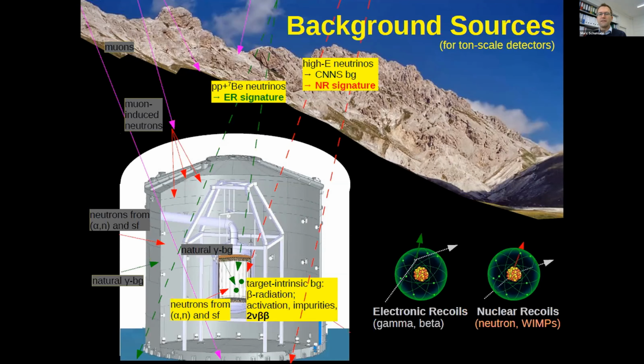What becomes relevant are impurities like two-neutrino double beta decay isotopes and of course neutrinos. Low energetic solar neutrinos, they will scatter off the electrons, produce electronic recoil signatures, and high energetic neutrinos, boron-8 neutrinos, atmospheric neutrinos, they scatter off the nucleus and provide a nuclear recoil signature that at the end, due to the small cross-section of the neutrino, is basically an irreducible background.